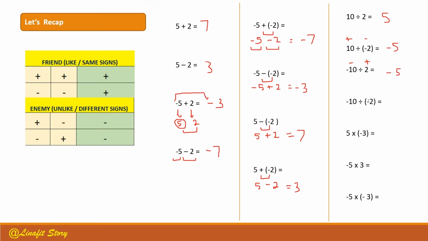Negative 10 divided by negative 2. This is negative, so you meet your friend. If you meet your friend, the result is positive 5. You just write it as 5.